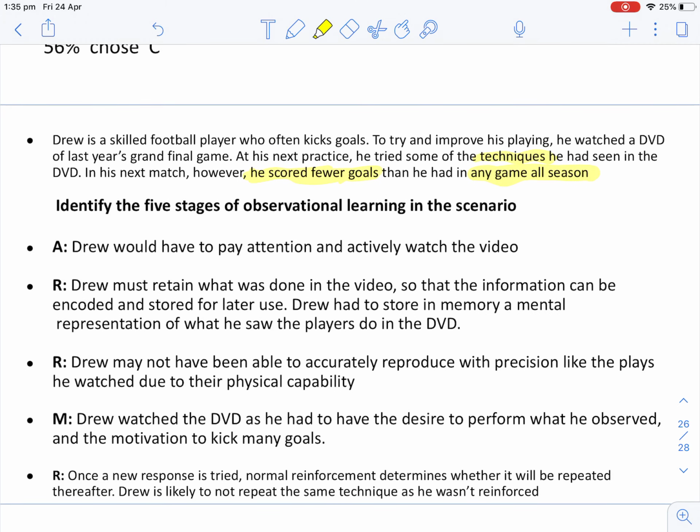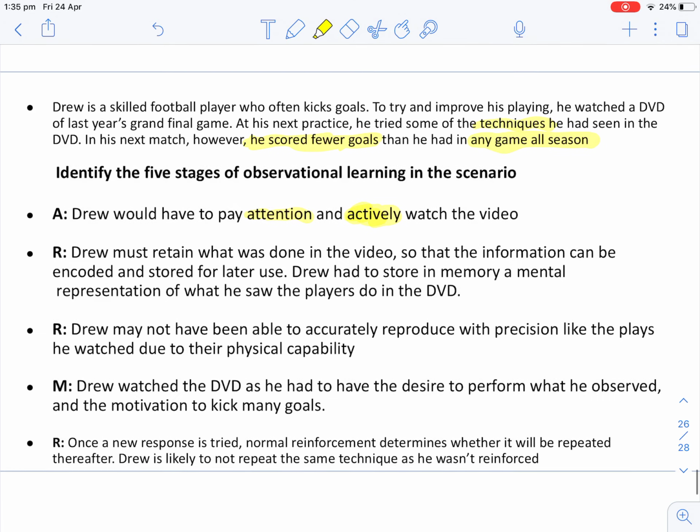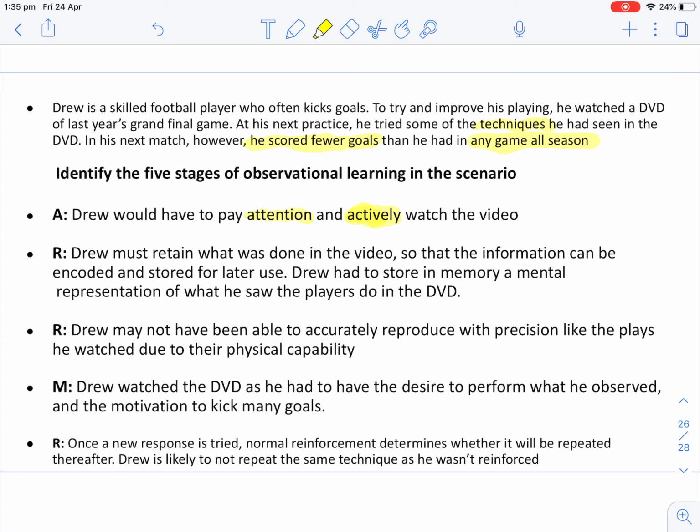So A, Drew would have had to pay attention. So keyword there being attention and active watching. So actively watch the video, giving it his full attention. Retention. So he must retain what was done in the video so that all the information can be encoded and stored for later use. As we spoke about in the question above, this stage is all about memory. So Drew had to store the memory of a mental representation of what he saw the players do. So maybe the way that they held the ball just before they kicked it.